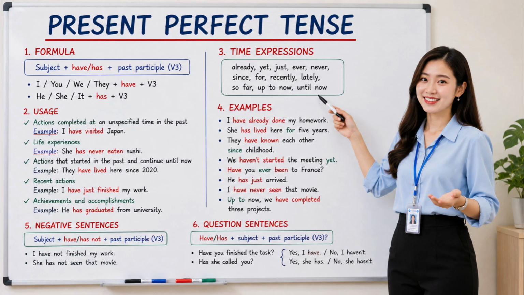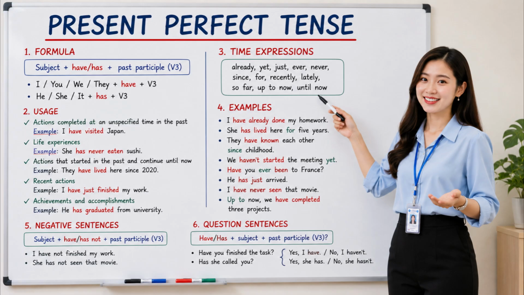Form the present perfect tense. We use have or has followed by the past participle, verb 3. For example, I have finished my homework, she has visited Cambodia, and they have lived here for 5 years. Notice that we do not focus on exactly when the action happened. Instead, we focus on the fact that it happened and its connection to the present.